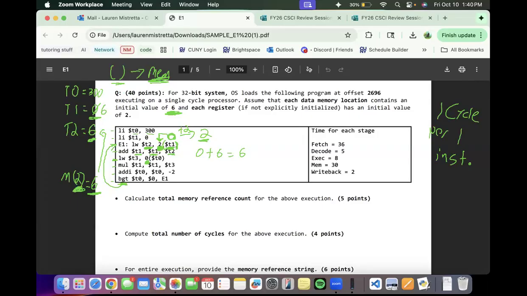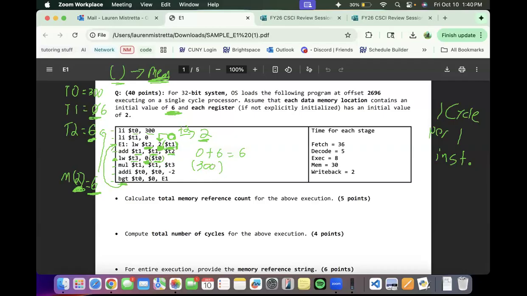Okay, so we were on load word. T3 is going to be our destination. And now we have the same notation, 0 parentheses T0. But notice, again, parentheses. This is once again going to be an address. So first things first, what is T0? 300. Right? So this is going to be mem address 300.